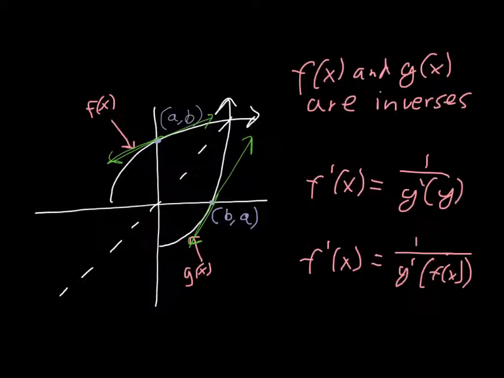So we can write this general equation: f prime of x is equal to 1 over g prime of y. And since y is just f of x, f prime of x is equal to 1 over g prime of f of x. And so this is really the big takeaway from this video, that equation right there, which I've shown to you using the graph right there.